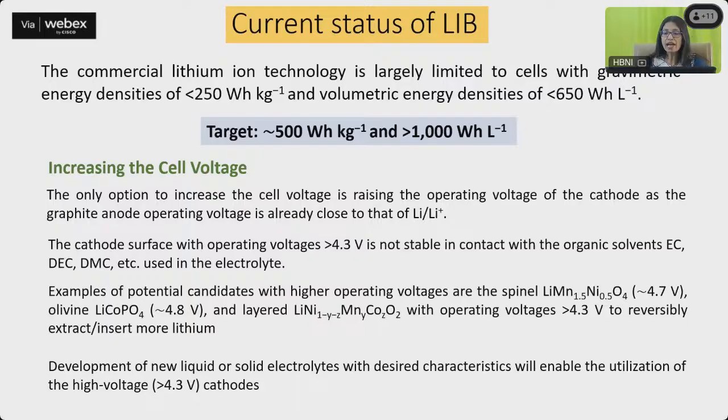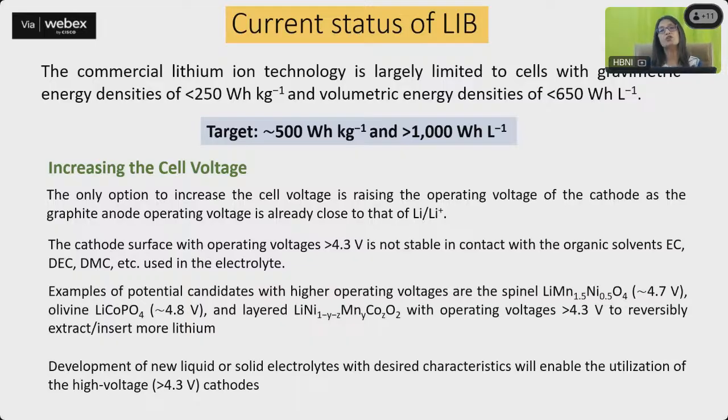Now you do get many materials with a higher voltage. Look at this: if you replace manganese with nickel in this spinel cathode, you can go up to almost 4.7 volt. If you take LiCoPO4, it is 4.8 volt. So you can have very high voltage, but what is the limiting factor?